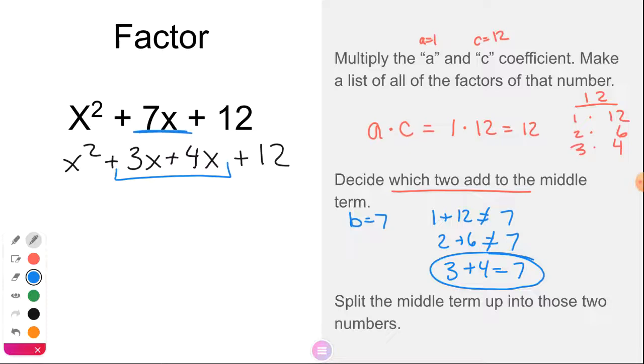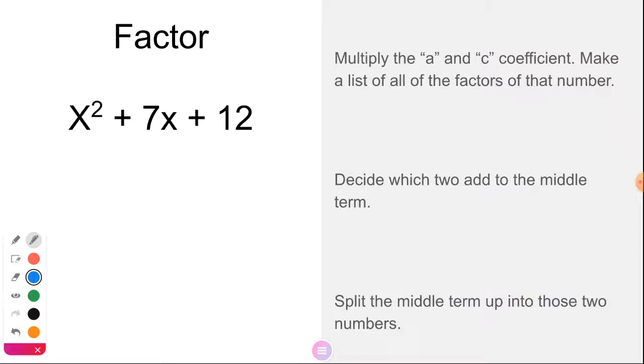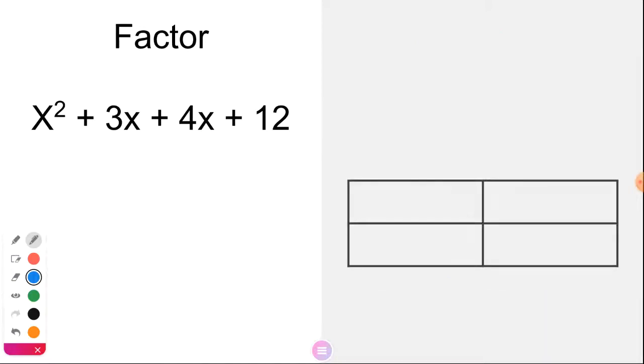And then with these four terms here, we're going to go ahead and plug this into our box method that we did in the last video. So here's the equation split up. Let's go ahead and factor this using our box method. So filling in the inside boxes, we get x squared, 3x, 4x, and 12.